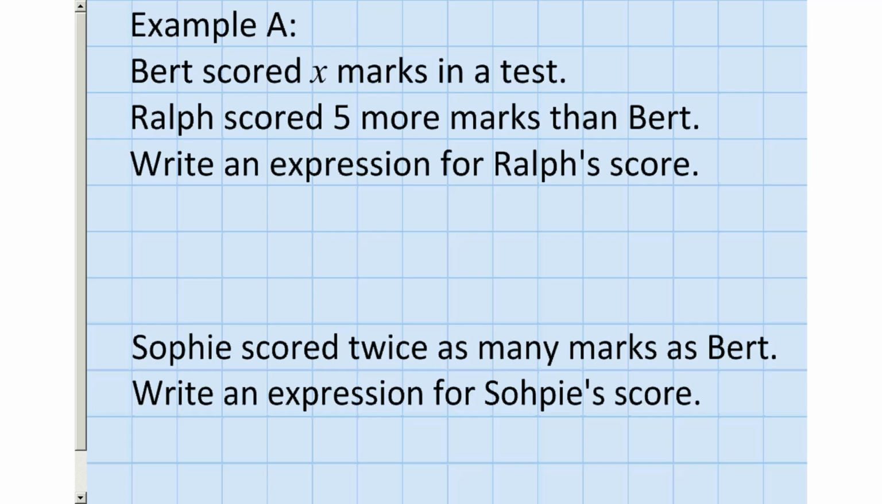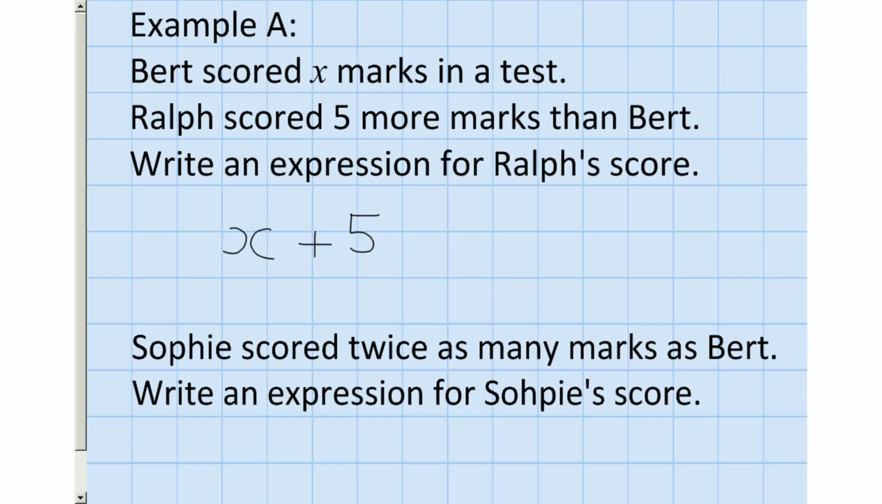So, Bert scored x marks. We don't know how many marks he scored. It could be 20, 30, 55, whatever. Ralph scored 5 more. So let's say it was 55. If Ralph scored 5 more, we'd add on 5 to the 55 and get 60. If Bert had scored 32 marks, Ralph would have scored 37. We'd add on 5. So since Bert scored x marks in the test, to find out Ralph's marks, we just add on 5 to his. So it's x plus 5. It's Bert's marks, x plus 5.